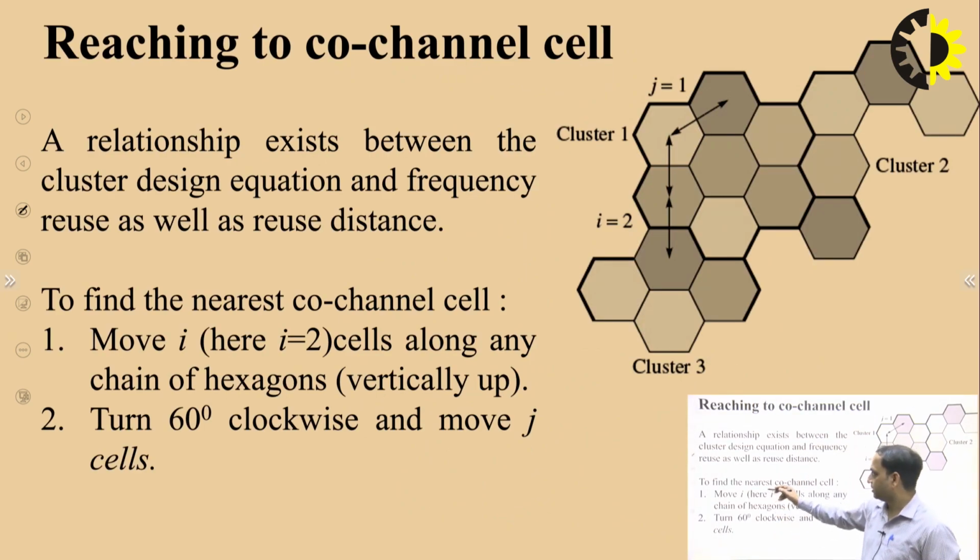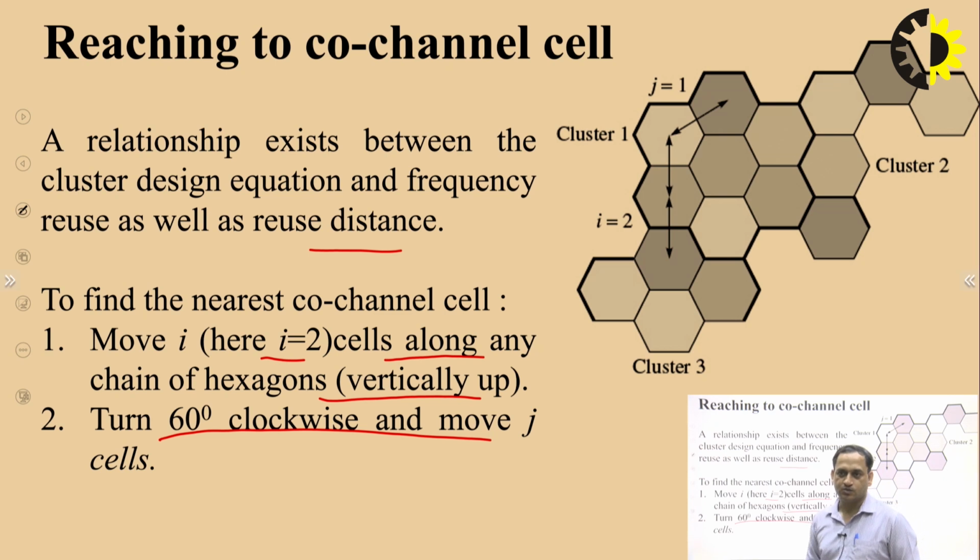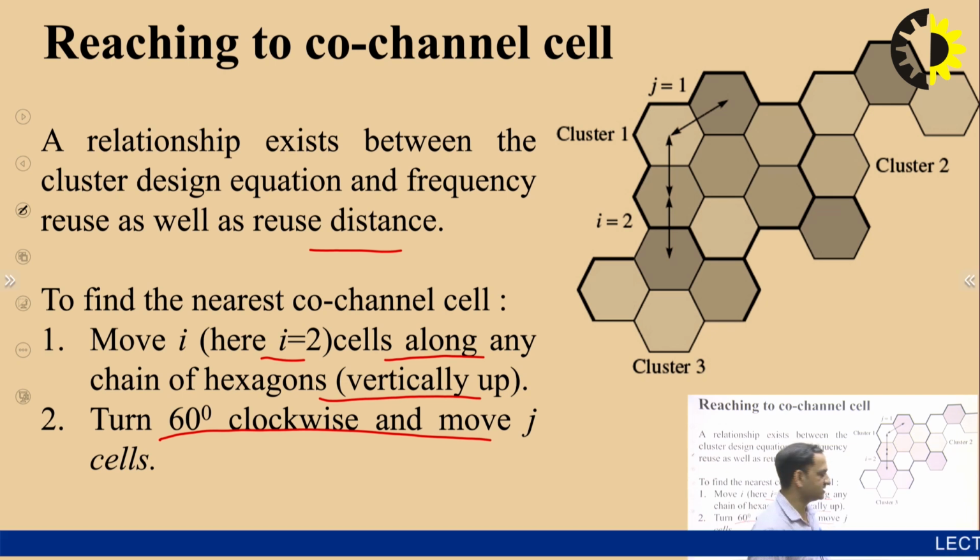A relationship exists between the cluster design equation and the frequency reuse, as well as the frequency reuse distance. To find the nearest co-channel cell, as we said, we have to move i cells along any of the chains of the hexagon, then turn 60° clockwise and move j cells. So we have to move in terms of i and j. I and j are nothing but the distance between the base stations.